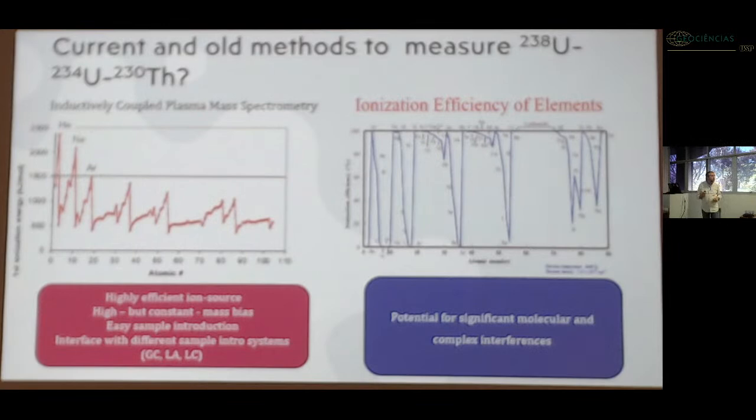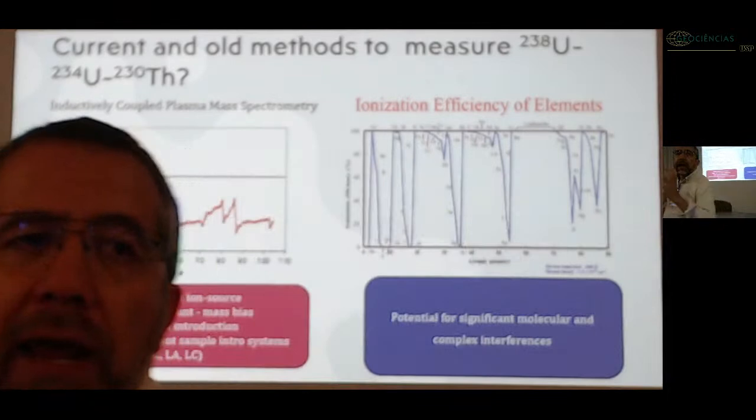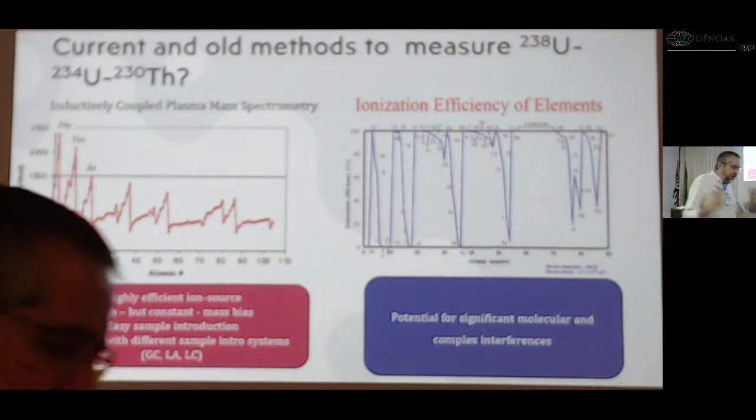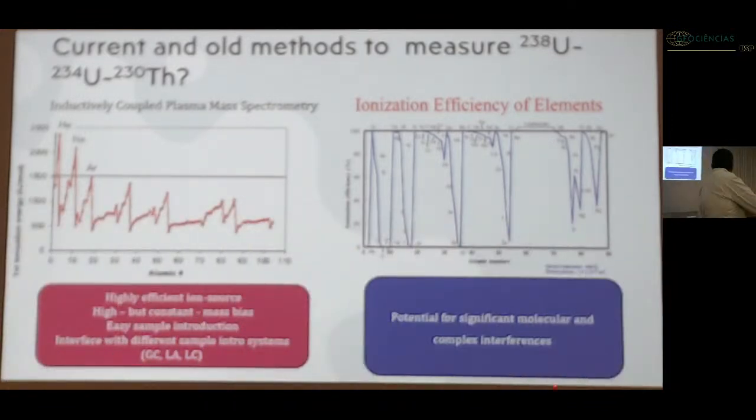But also, because the plasma is at atmospheric pressure and there's nitrogen, oxygen, and CO2 nearby and diffusing into the plasma, the potential for some complex and molecular interferences is there, and that's something that we need to deal with when working with ICPs.